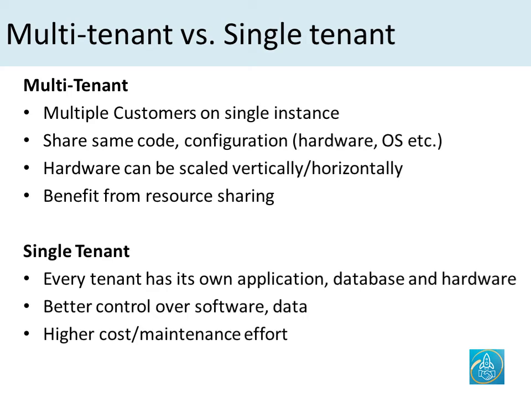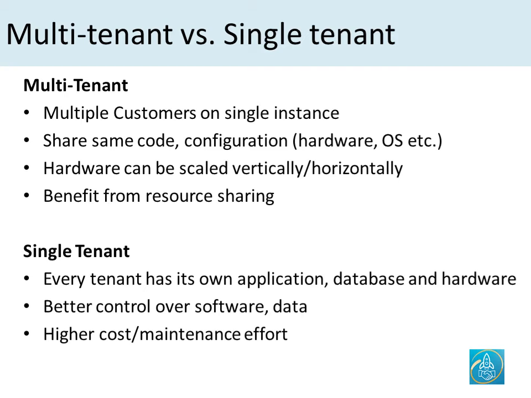So with the multi-tenant approach, multiple customers use the same, single instance. They're going to share code, configuration, hardware, operating system, everything. In case the hardware reaches its limit, you can scale the hardware server up vertically, so increasing the computing power, RAM, and so on. But once you hit that limit, you can add more hardware, referred to as horizontal scaling. Customers, as expected, would benefit from resource sharing and would incur lower costs.